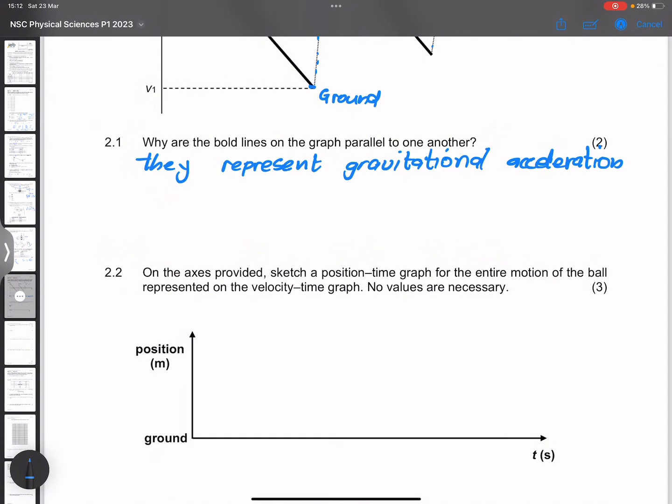Now they say to us on the axis provided, sketch a position versus time graph for the entire motion of the ball, right?